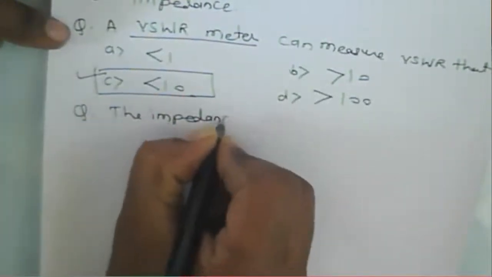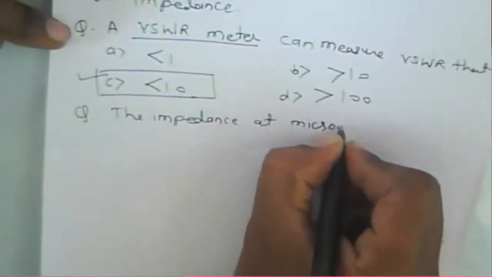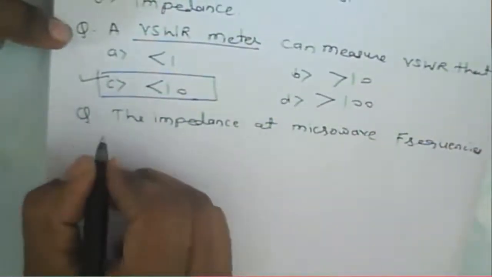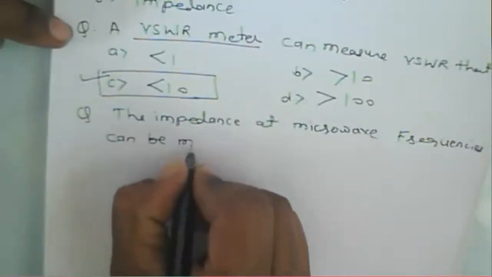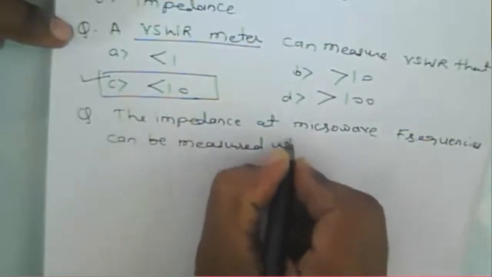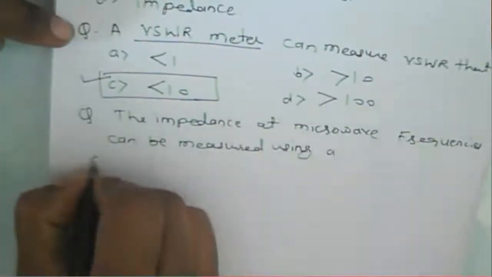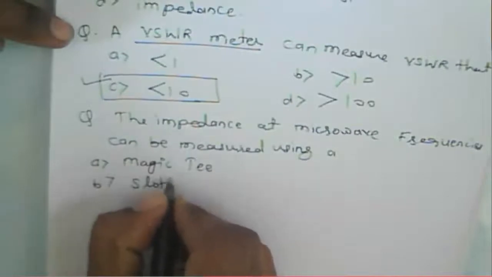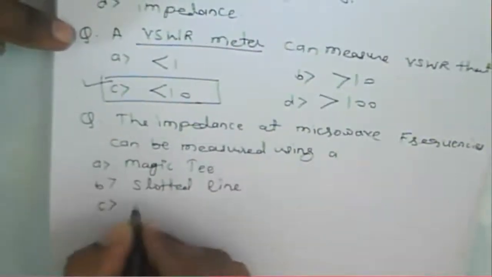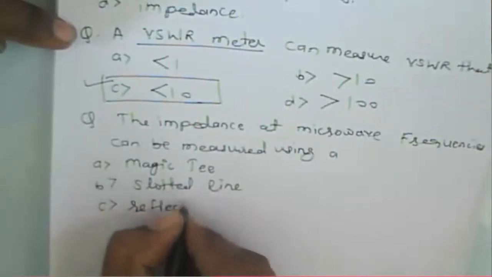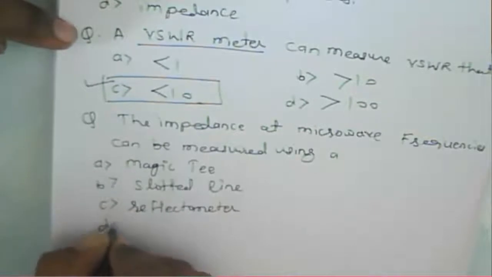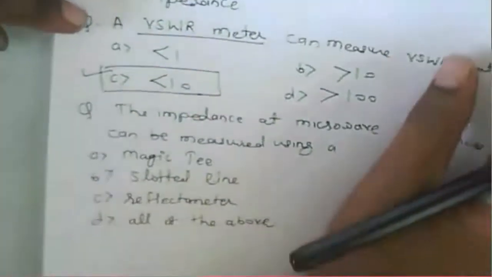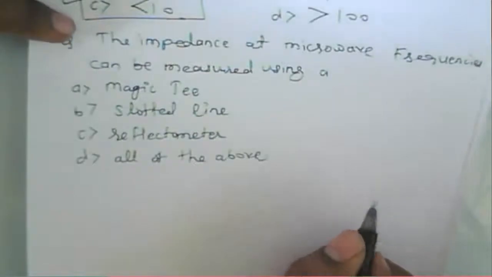The next one: the impedance at microwave frequencies can be measured using A, magic T; B, slotted line; C, reflectometer; and D, all of the above.